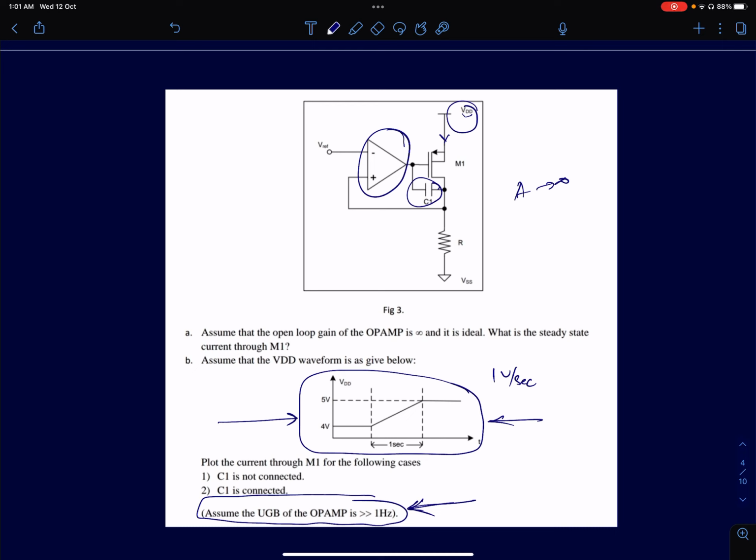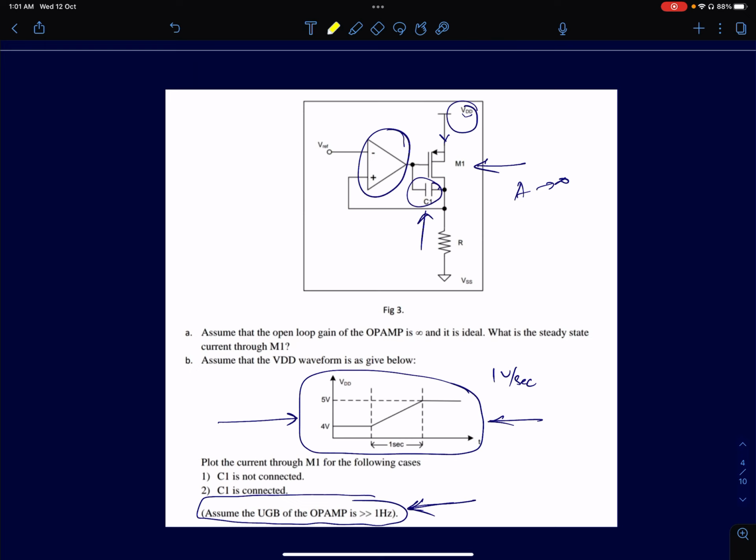We are supposed to find out the current flowing through the device M1 under two conditions. In the first case, the cap C1 is not connected. In the second case, the cap C1 is connected. So we'll just try to solve this.